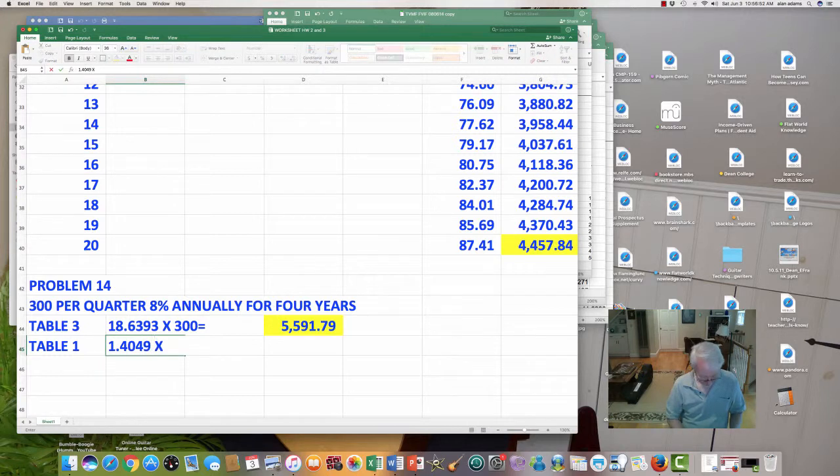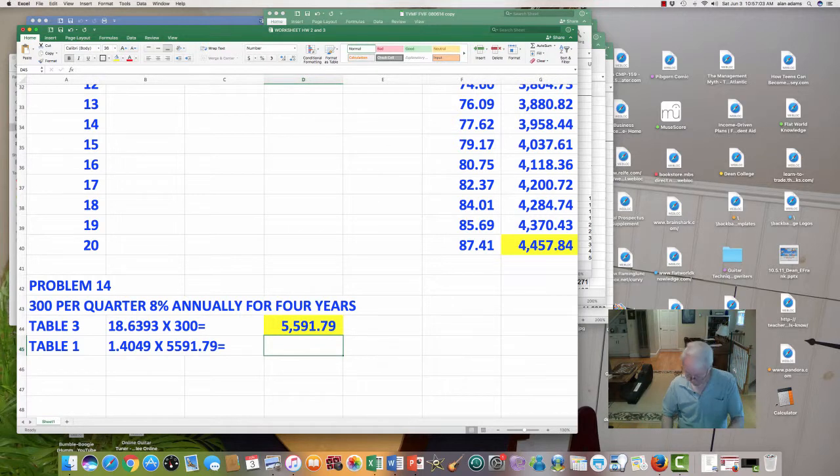We're going to multiply that by how much she has. How much does she have? She has 5,591.79. Okay? So, when we math that out, we get 1.4049,7856,855.91. Okay, now, again, that is how much she should have at the end of this entire 7-year stretch.